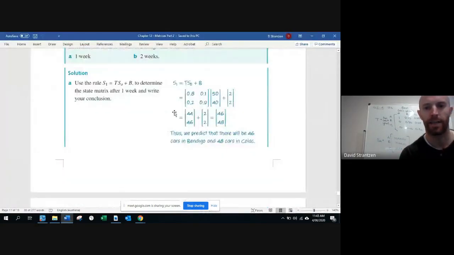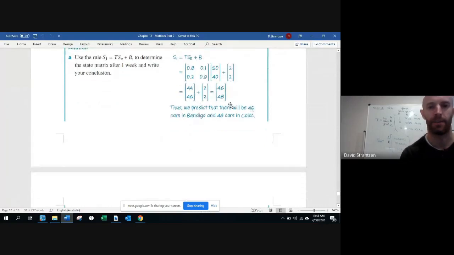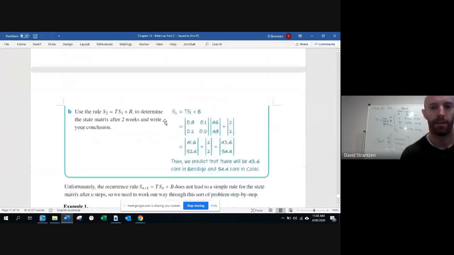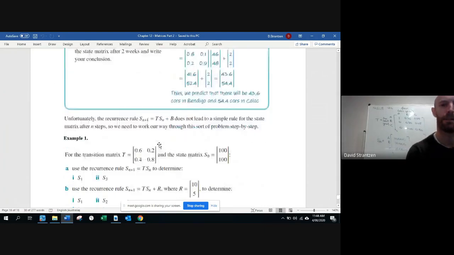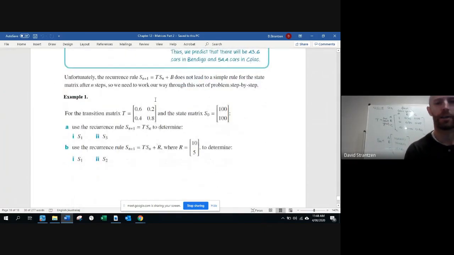That's after 1 week. You can see the calculations that have been shown in the answer, and then a very definite worded answer there. And then after 2 weeks, again, I suggest that we probably round our worded answer to the nearest whole number, but definitely leave a decimal place in our matrix answer, 43.6, 54.4. But as a worded answer, I'm happy for you to put 44 cars in Bendigo and 54 cars in Colac. So we've got a question from the notes, and then I'll do one from the textbook as well.